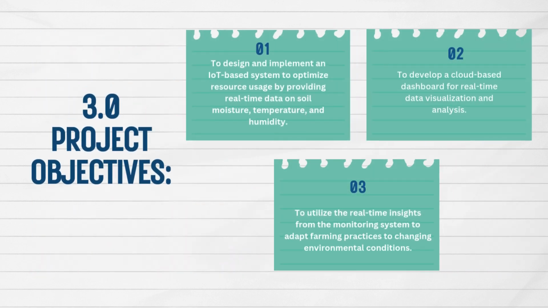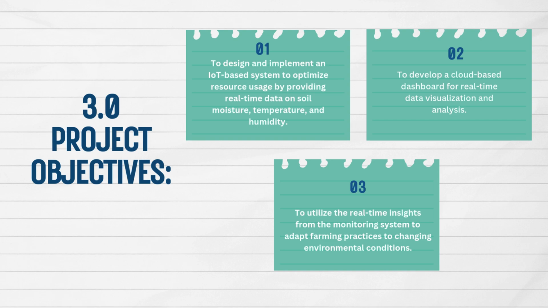There are three main objectives for this project. The first one is to design and implement an IoT-based smart agriculture monitoring system to optimize resource usage by providing real-time data on soil moisture, temperature, and humidity. This will reduce water waste, minimize fertilizer runoff, and promote efficient energy consumption.